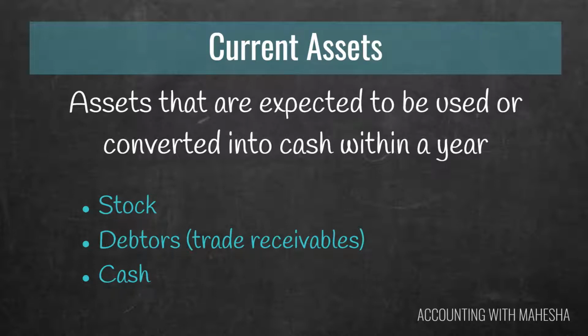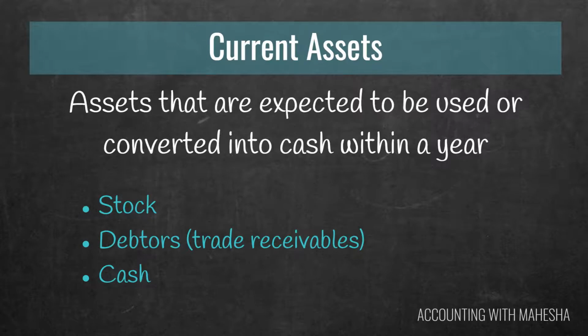Do you know what stock is? Stock includes goods that the business sells to its customers. Then who are debtors? In simple terms, debtors are credit customers of a business. They owe to the business because the business has sold goods on credit to them. Debtors are also called trade receivables. Cash is simply the money in the business.